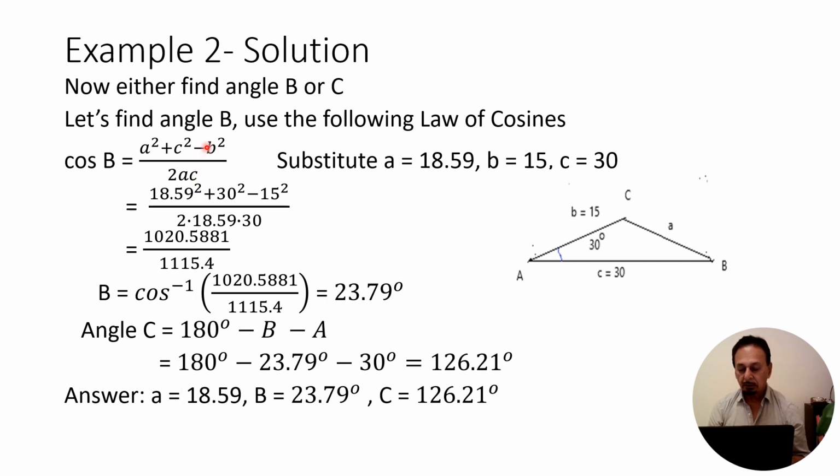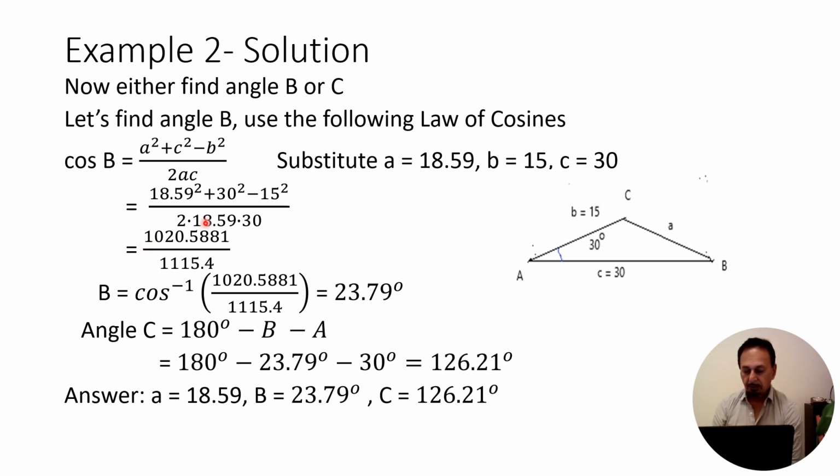So now either find angle B or angle C. So let's find angle B using the following law of cosine. Cosine B equals A squared plus C squared minus B squared over 2AC. So we substitute A is 18.59, B is equal to 15 and C is equal to 30.